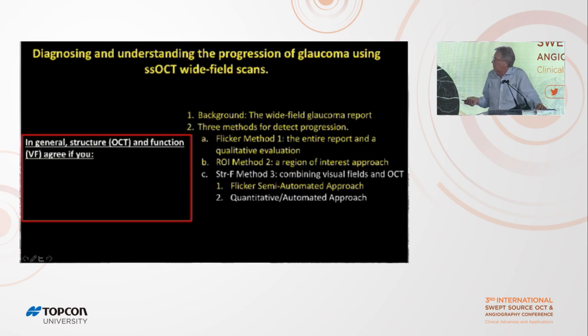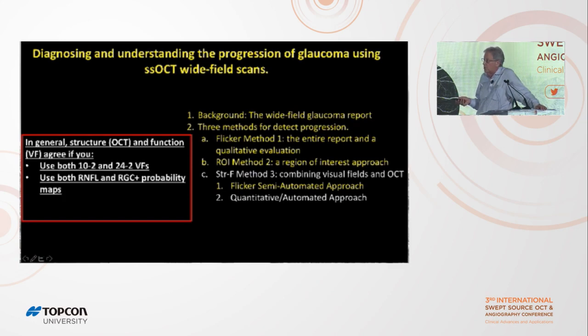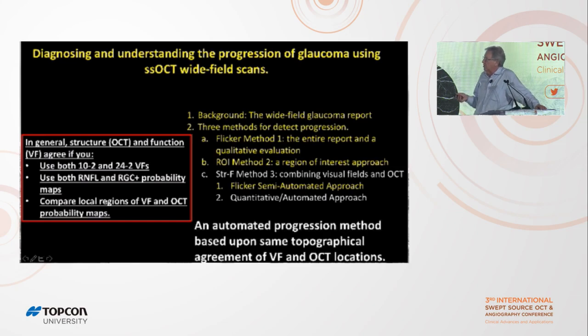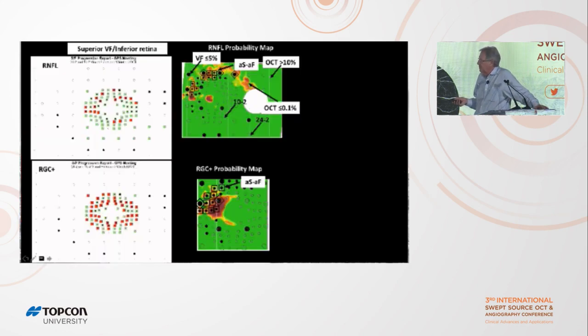All right, so the point here is, in general, structure and function agree if you use both 10-2s and 24-2s, and if you use retinal nerve fiber layer and retinal ganglion cell, both maps. And you compare local regions. Okay, so here now gets us to an automated method we've been playing with for progression. As I said, this is only 2 weeks old, and I only have preliminary data.